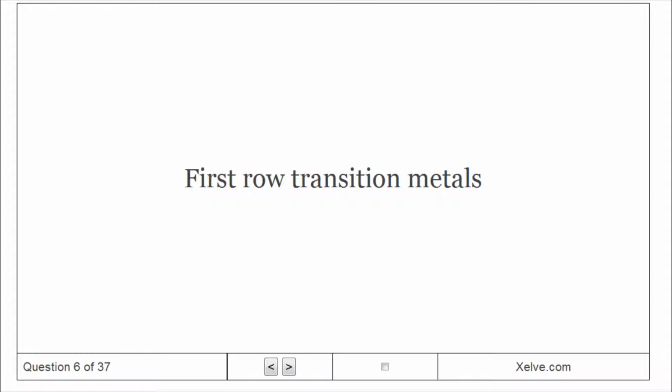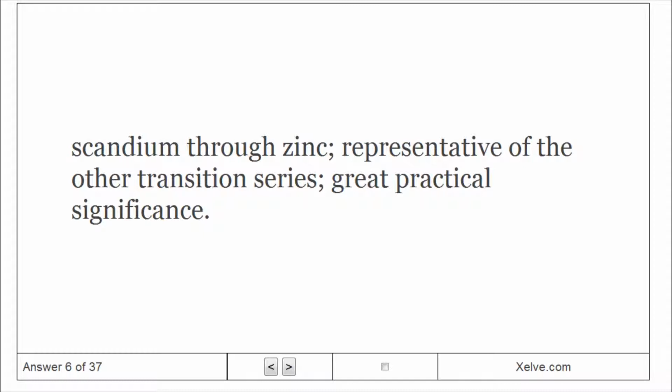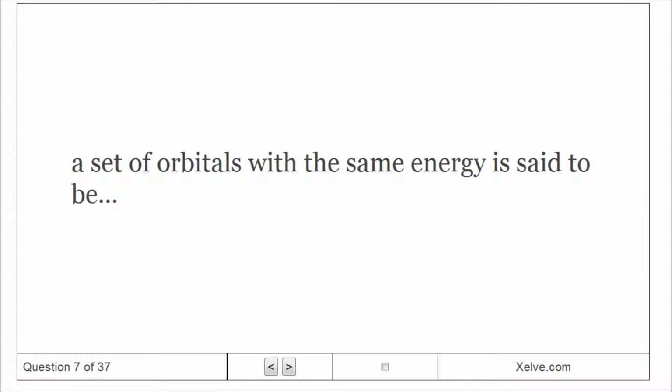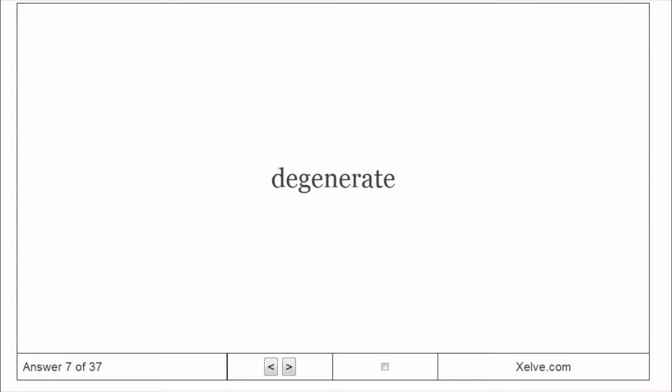First-row transition metals. Scandium through zinc, representative of the other transition series, with great practical significance. A set of orbitals with the same energy is said to be degenerate.